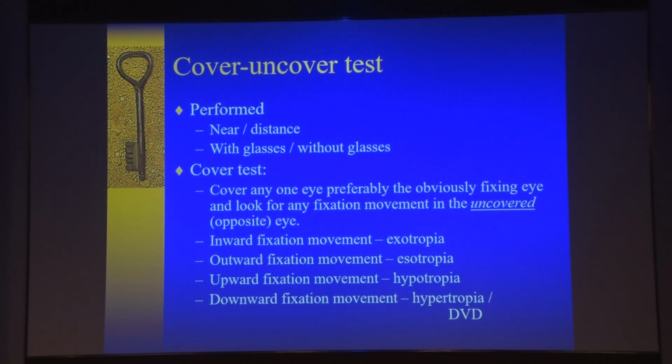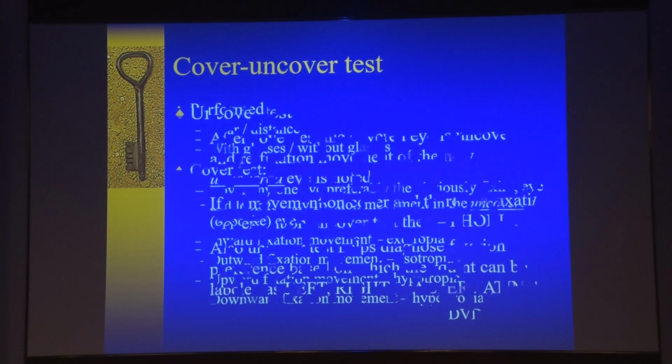So let's come to the cover test. Actually, the name of the test is a cover test, but you have to cover and then uncover. Okay, so when you cover, you look at the eye that is visible, that is the uncovered eye. When you uncover, you look at the eye that is uncovered. You cannot look at both eyes at the same time. So make sure you know where to look when you're doing the cover test. Do cover test with glasses, without glasses, for near and distance always. So let's just see some videos on cover test.